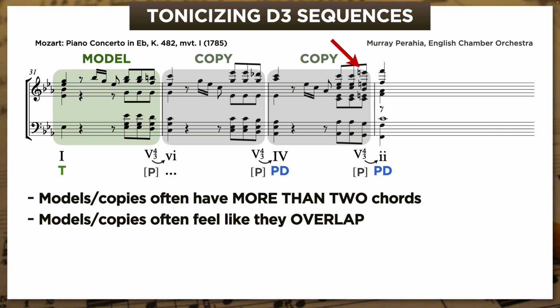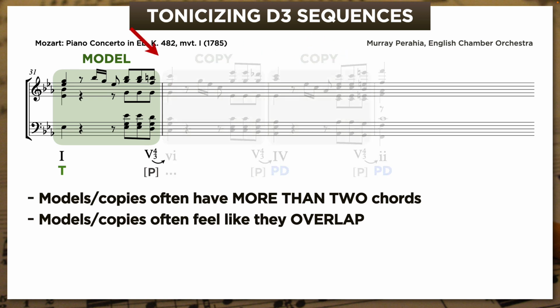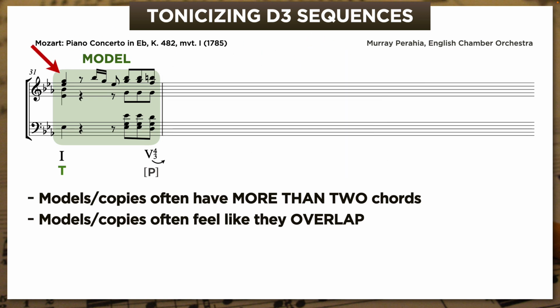But we could say the same thing for all the earlier chunks. If you asked me to play just the model, I would always go past the green blob on screen to the next downbeat. So in other words, to my ear, the model isn't really this. No, it's this. But that means that the model technically ends on the same chord that starts the first copy. I don't actually show this in my annotations, so just keep it in mind when we're listening to the examples ahead.